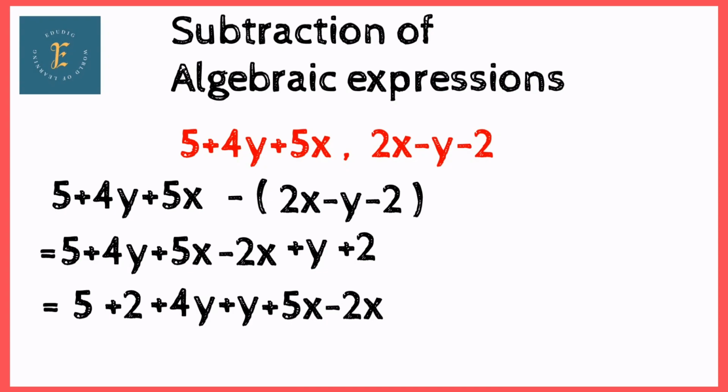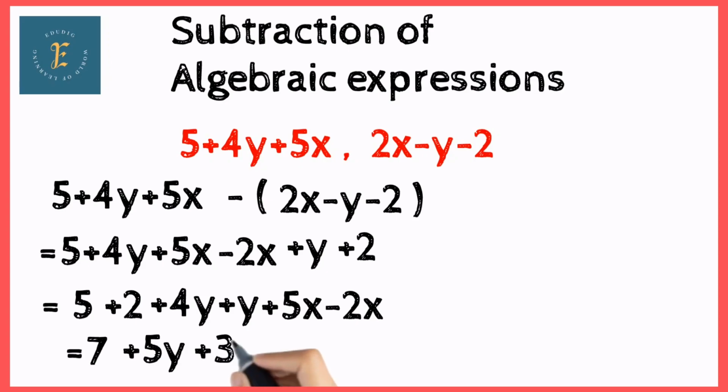Now we can calculate. So here 5 plus 2 we can write directly 7. 4y plus y means the coefficients are 4 and 1. So we will calculate 4 plus 1 as 5. So 5y we will get, and 5x minus 2x means 3x we will get. So plus 3x. This is how we have to do the subtraction part.